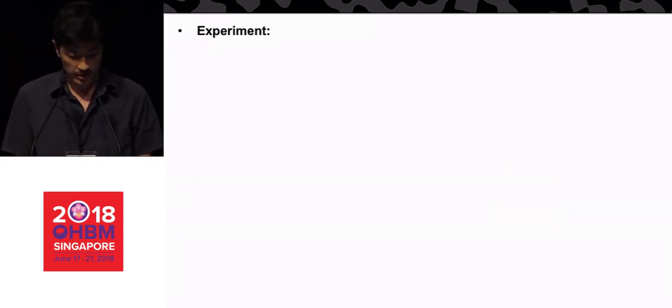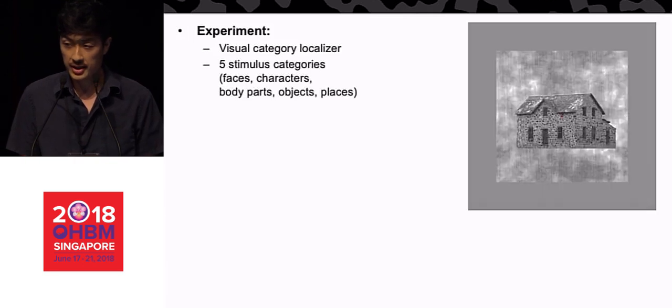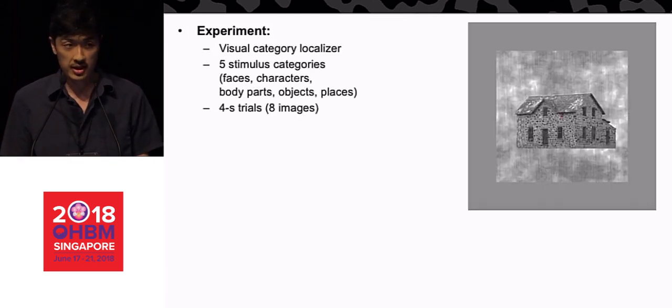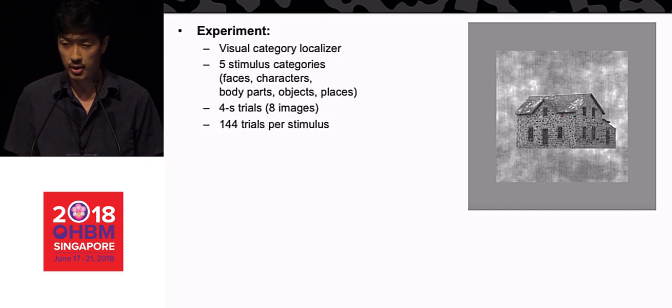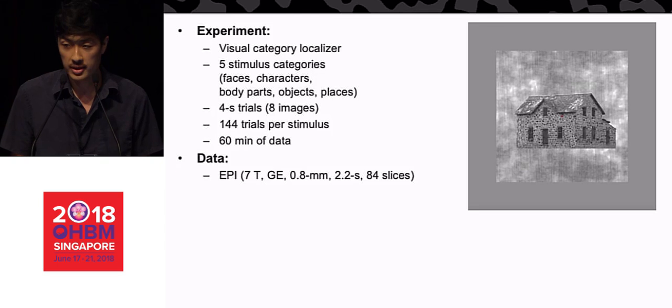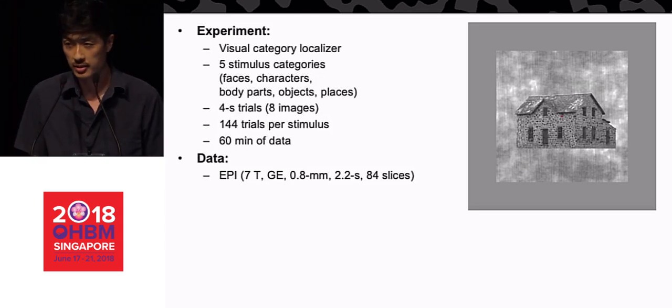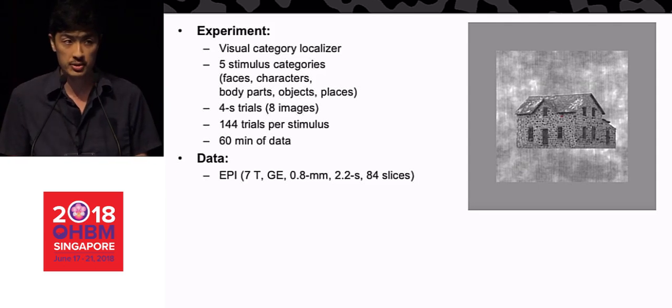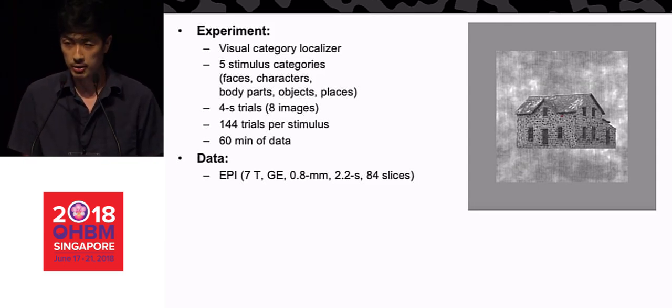We ran a simple visual experiment. There were 5 stimulus categories presented in 4-second trials. We collected 144 trials, and this took about an hour for each subject. Now, in terms of the data acquisition, we did gradient echo EPI. This was done at 7 Tesla. The nominal resolution was 0.8 millimeters isotropic, and the TR was roughly 2 seconds.